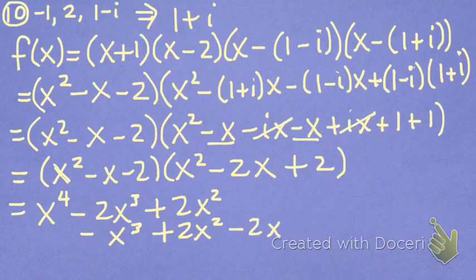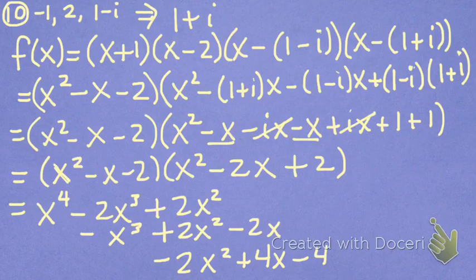Then I distribute my minus 2. Minus 2x squared, I write that under the last one. Minus 2 times minus 2x is plus 4x. Minus 2 times plus 2 is minus 4.